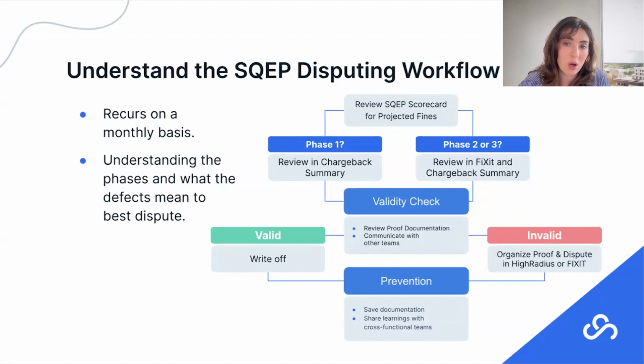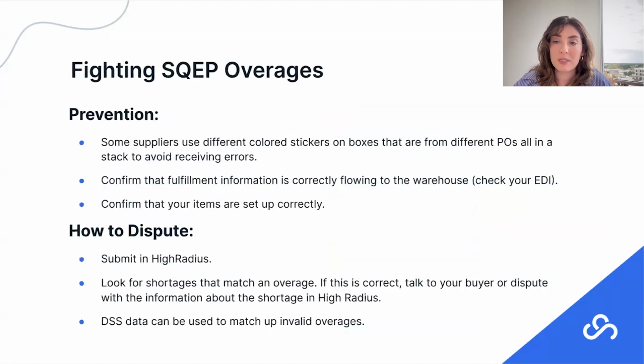SQEP has its own scorecard for projected fines. You really just need to determine what phase it's in, review any documentation you can get on where they're finding that information, why they're associating it with an overage. If it has any documentation in Fixit, which is essentially a portal for any receiving, they'll actually take pictures of different situations to give more proof documentation. So look at those, do that validity check, and then learn about prevention, whether it's valid or invalid.